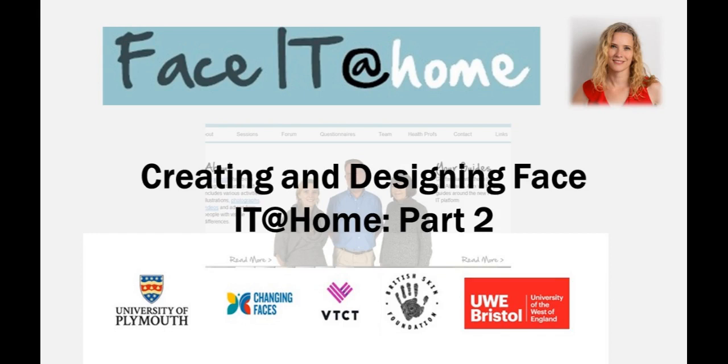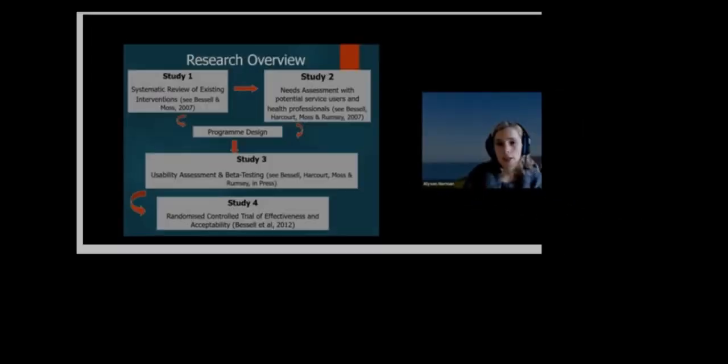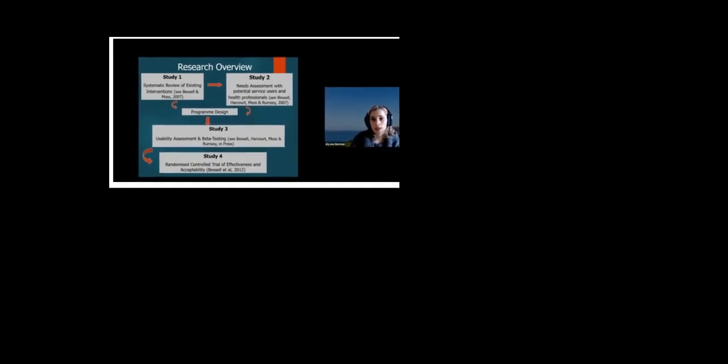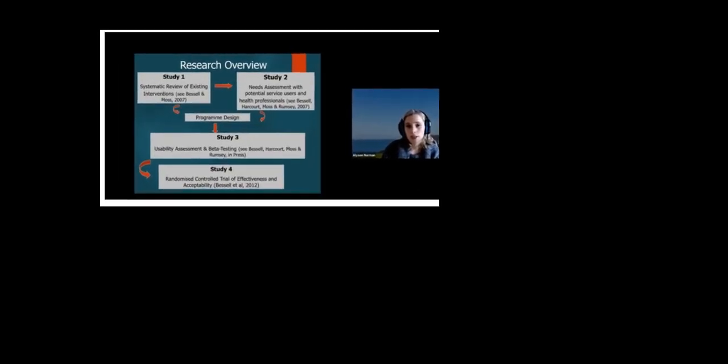Welcome to the second part of our videos looking at the creating and designing of the FaceIT Home tool. In the first video I talked you through the design process and showed you the basic content of the programme. Today we're going to be talking about how we developed this into a randomised control trial and tested its effectiveness for individuals with visible difference.